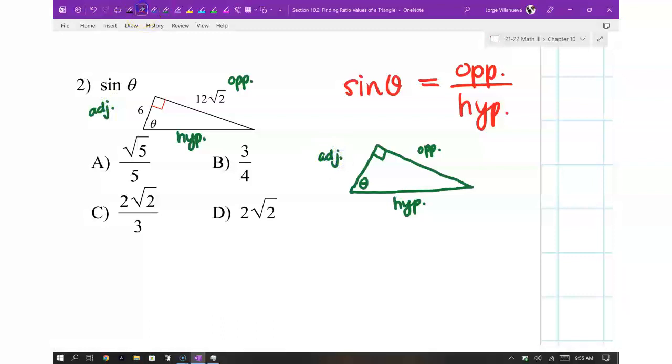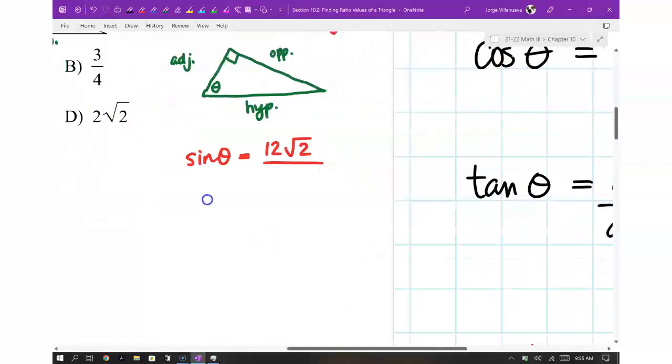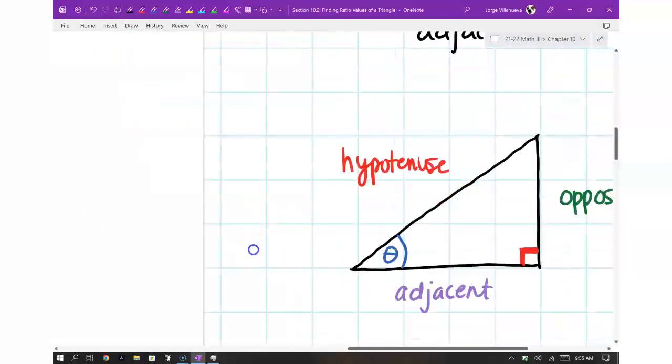So all I'm going to do is get my formula, sine of theta. What is my opposite side? What is the value of it? 12 square root of 2. Thank you. What's my hypotenuse? Well, I don't have anything, right? I don't have anything for my hypotenuse. How do I figure out the third side of a triangle that's a right triangle? Do you guys remember? Anybody remember how you find pieces of a triangle?